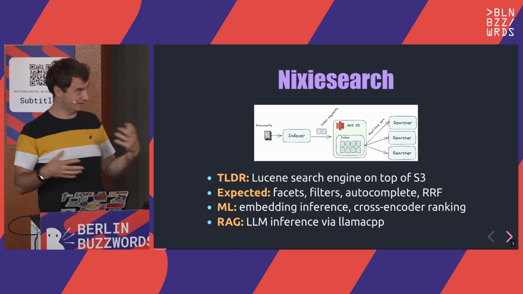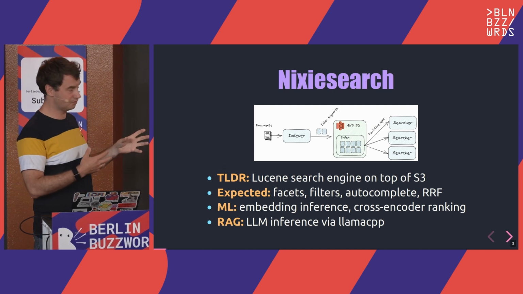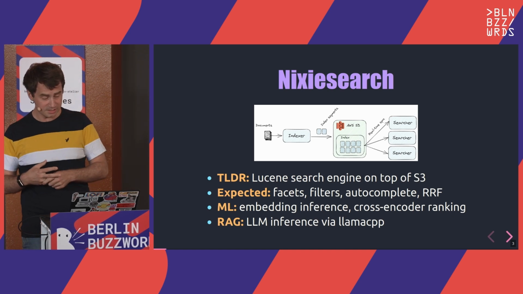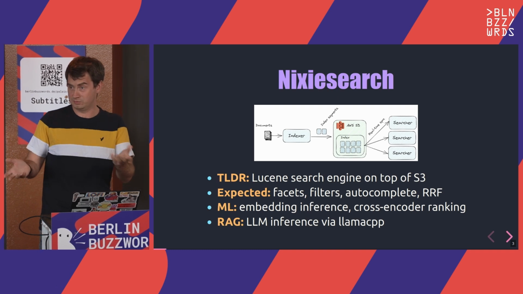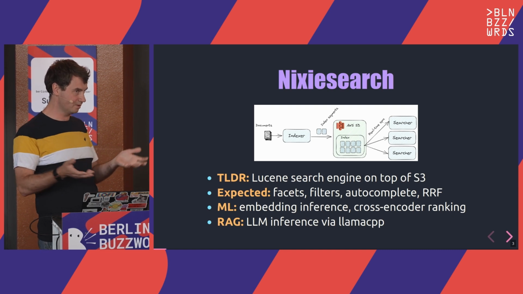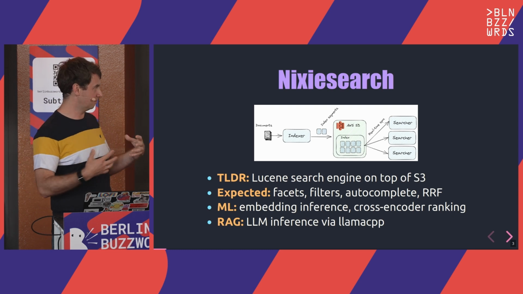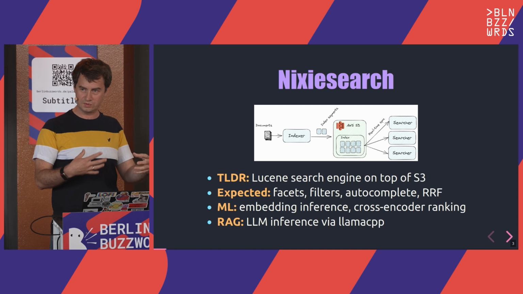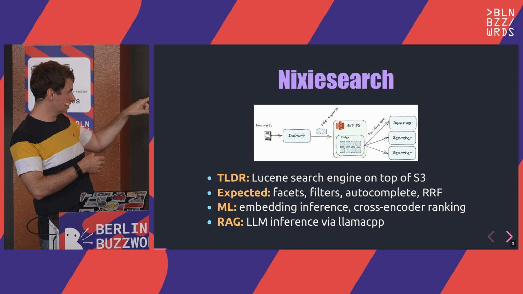Yes, I'm building a search engine by myself, and this whole story is about my friends using this for a specific case and how it went well or not very well. Nixie Search is a Lucene search engine on top of S3. It does everything you expect from a Lucene search engine, so it can do facets, filters, autocomplete, whatever, all the big guys are doing. But as a machine learning person myself, it also has all these commoditized machine learning things you do with search, like embedding inference, semantic search, cross-encoders for ranking, and also RAG.